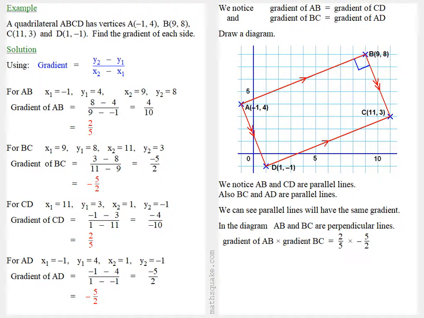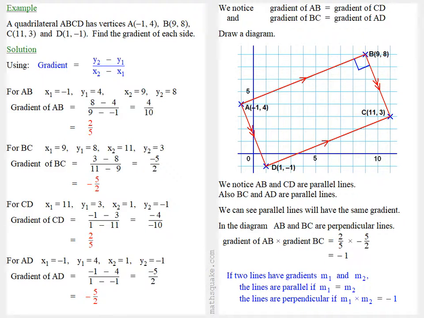Now the gradient of AB times the gradient of BC is 2 over 5 times -5 over 2, which is equal to -1. So we have the following two results. If two lines have gradients m1 and m2, the lines are parallel if m1 equals m2. The lines are perpendicular if m1 times m2 is equal to -1.